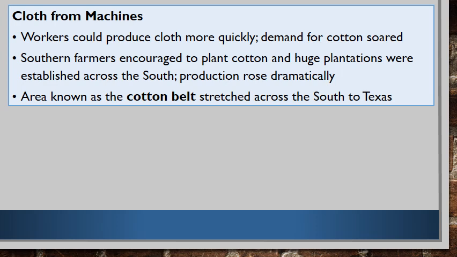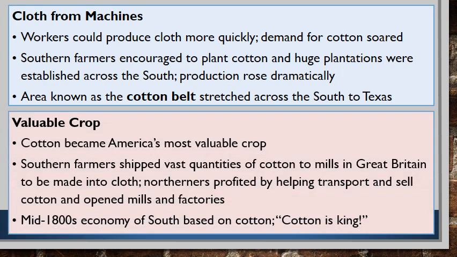And as that happened, Southern farmers kept moving west in search of new lands, more areas to grow cotton. Production rose dramatically about, let's say about 1815 on up to 1860, creating this cotton belt across the South. It became America's most valuable product. So much so that 60% of all exports of the United States in 1860, the value of those exports was cotton.